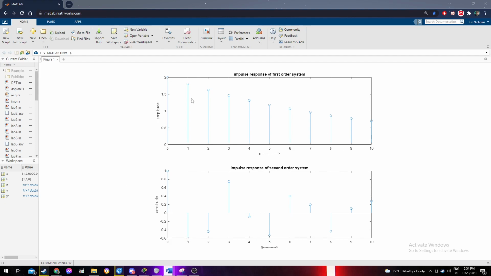Here we can see the output of the code that was given to us in this experiment. On the top part, we can see the impulse response of a first order system, and on the lower half, we can see the impulse response of a second order system.